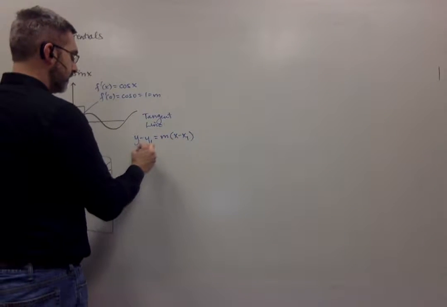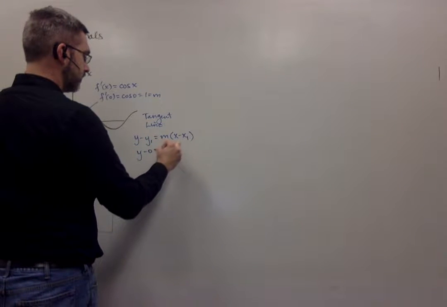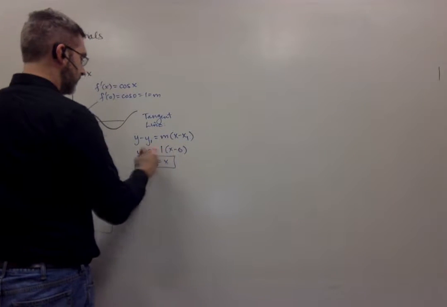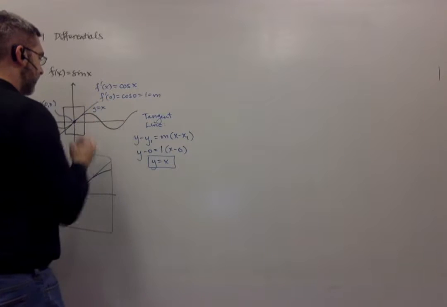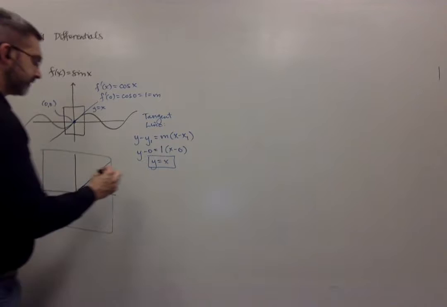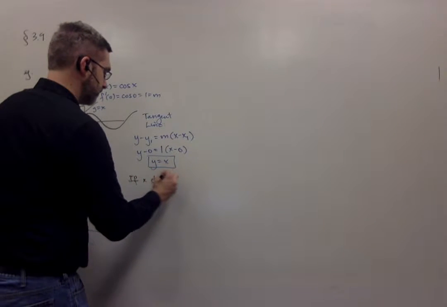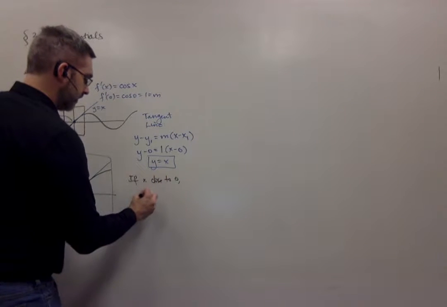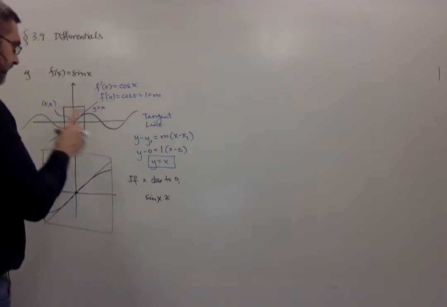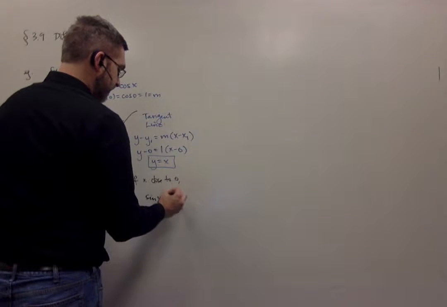So in my case, my y in my point is 0, my slope is 1, and my x in my point is also 0. So the equation of the tangent line here is y equals x. And what that means is when x is very small, so if x is close to 0, plugging into sine is basically the same thing as plugging into the tangent line. And in this case, the tangent line is just x.